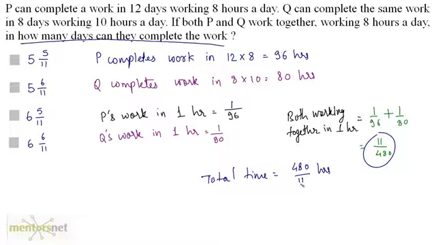So the total number of hours is this. We want how many days it would be if they work for 8 hours per day. So what we want to do is just divide this term by 8 to get the days, right? So this is basically equal to, if you solve this, you'll get 60 by 11 by reducing the terms, and that's going to be 5 by 11. So the answer is option A.